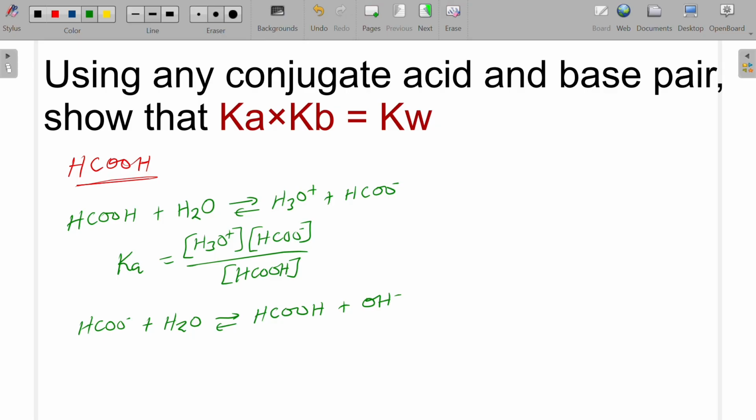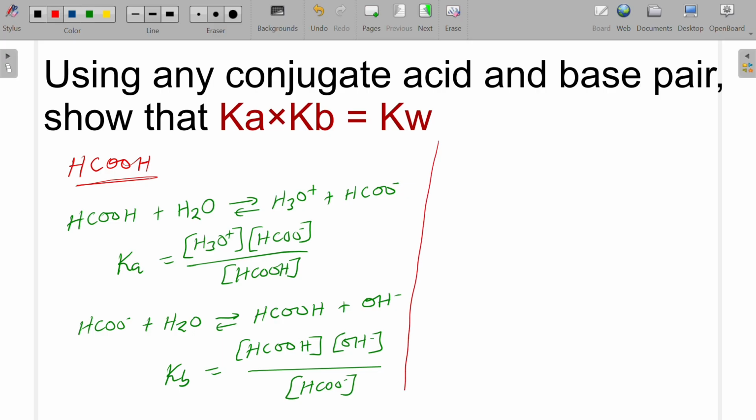So that's what we are producing on the other side. Our next step is to write the Kb. Since this is a base that we are putting in water, our expression is no longer Ka, it's Kb. So this will also be the concentration of the products divided by the concentration of the reactants. On the reactant side, we only have the base, the conjugate base. So this is our Kb expression.